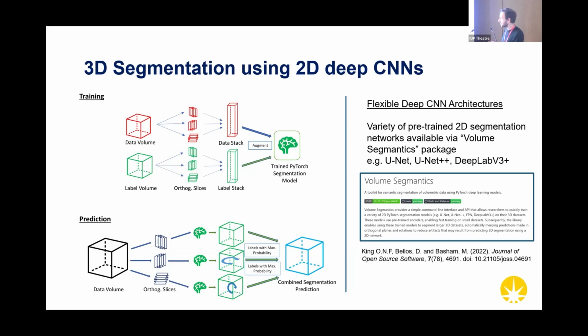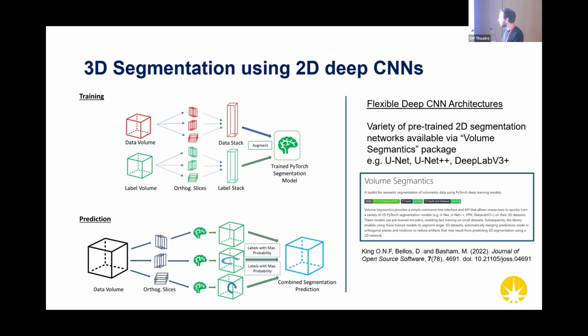And being generic here, it isn't necessarily a UNet anymore. Then when we predict, we take our data volume, which may be much larger, and we do the same slicing. We predict volumes for each of the orientations, rotate them back, and then we have to combine them, which at the moment we do via maximum probability, but there may be better ways to do it.